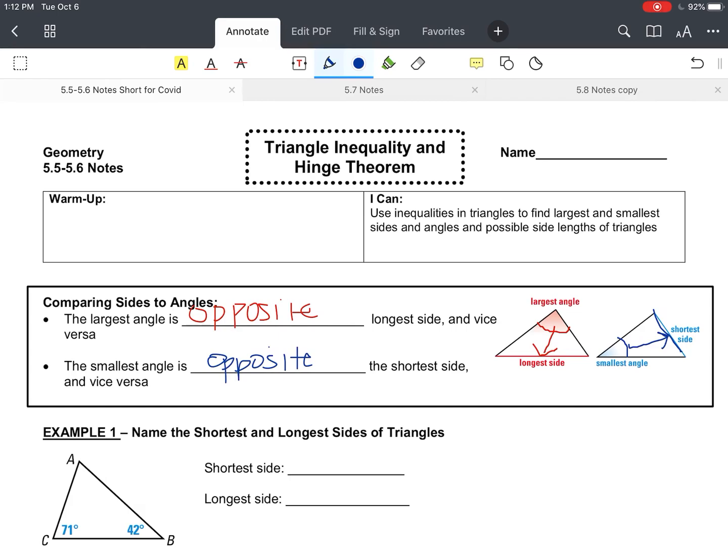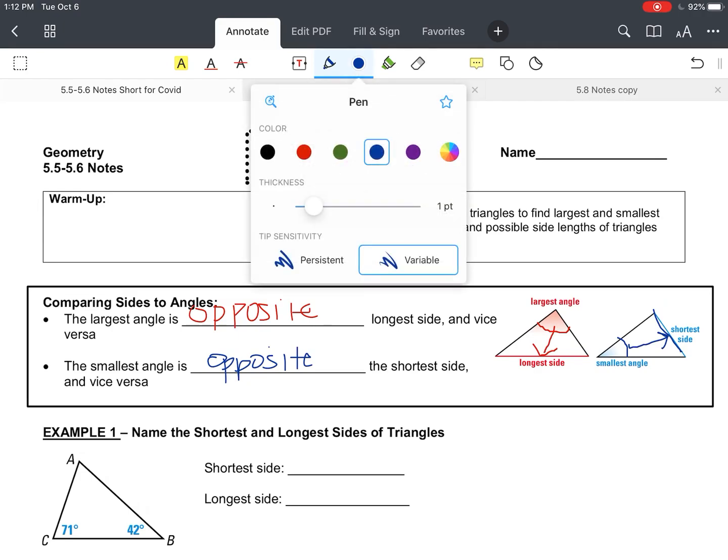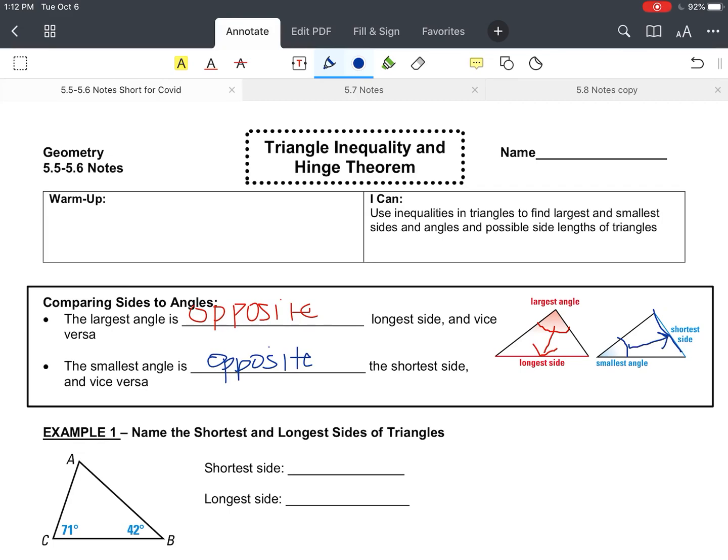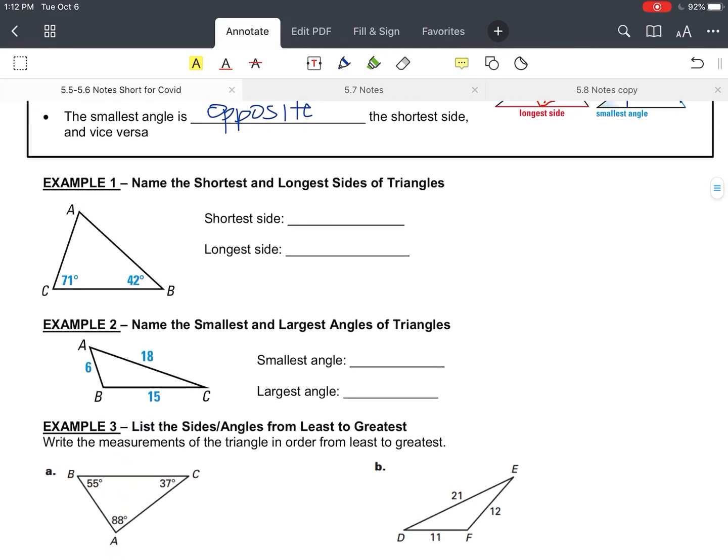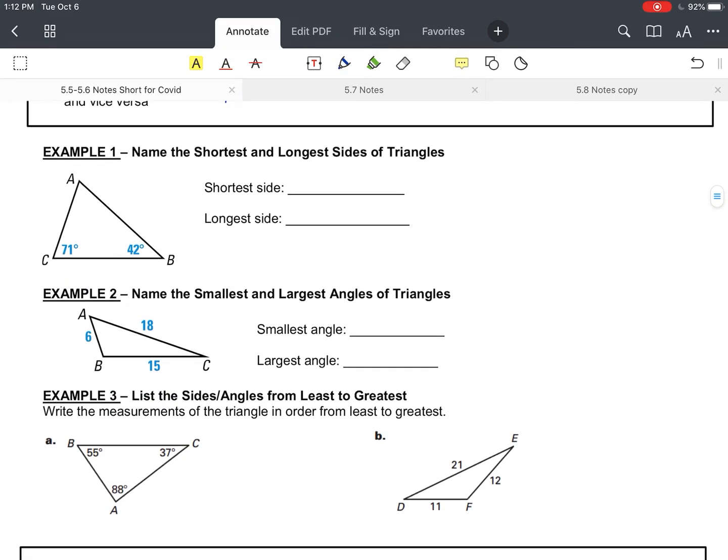So here's the smallest angle. Go across the triangle, that will give you the shortest side. So you should be able to, if you know what the largest or the smallest angle is, order your sides and angles from least to greatest.